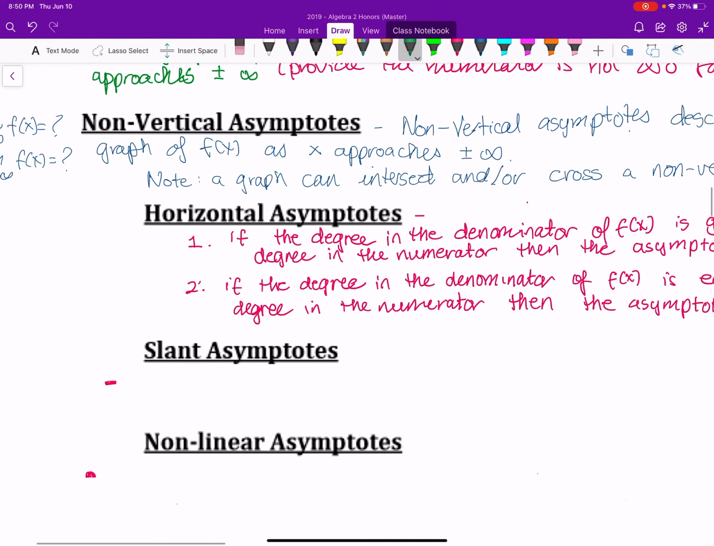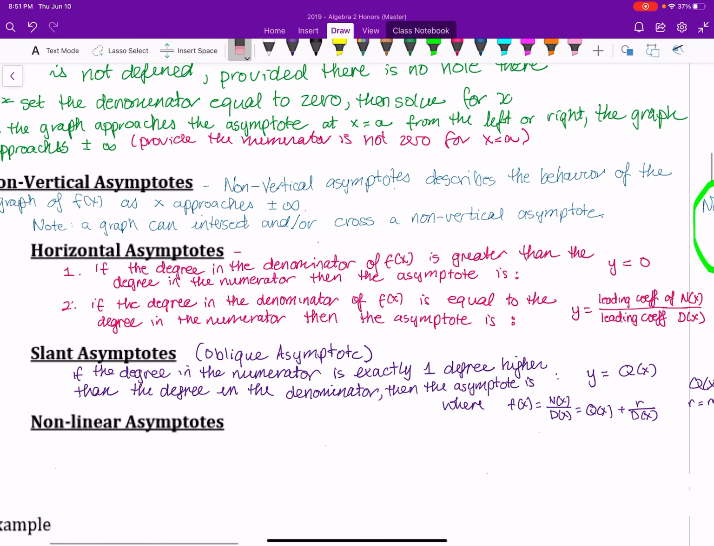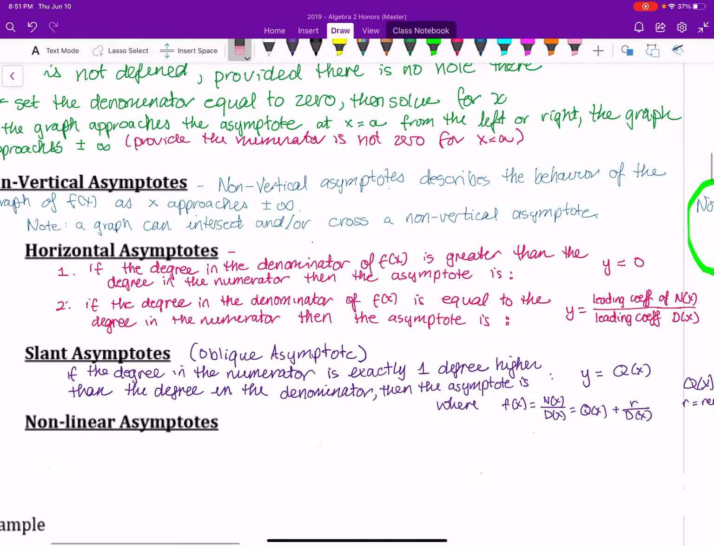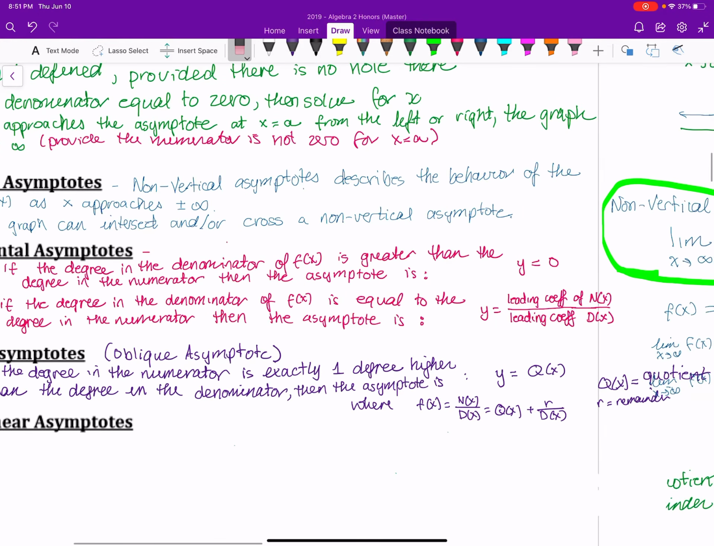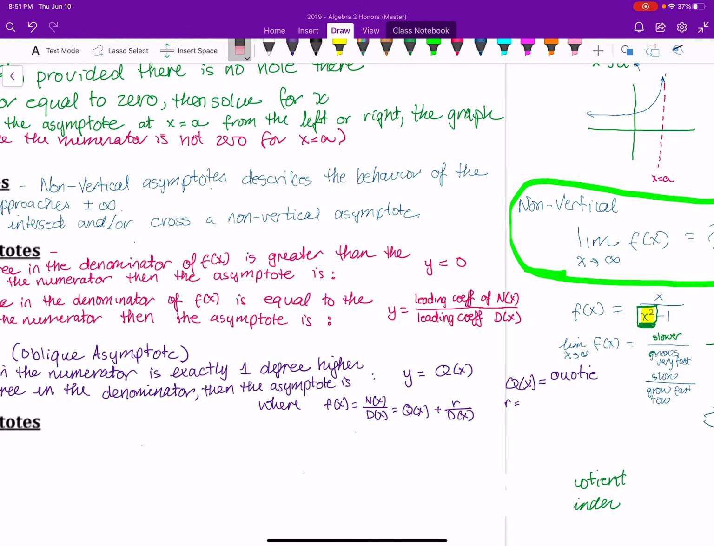Slant asymptotes, or by the way, they're also called oblique asymptotes, that's an alternative name, happen if the degree in the numerator is exactly 1 degree higher than the degree in the denominator. Then the asymptote is going to be y is equal to q of x. And I defined q of x as the quotient, and then this is going to be the remainder.